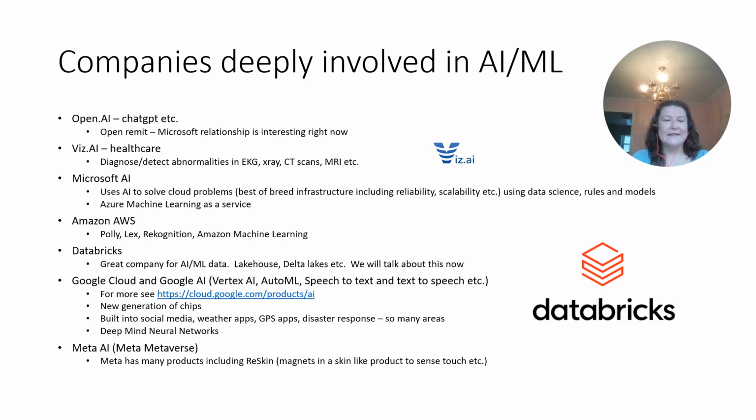Meta AI is obviously Facebook Metaverse AI, and they have many products. I would watch them too. They have a lot of money in this area. They're investing in a lot of these products. Kind of crazy products like ReSkin, which is like a set of magnets that make a kind of skin-like product to sense touch and so on. That's actually helping in some of the communities with disabilities and so on. But there are some more ordinary products that are very interesting in the metaverse.